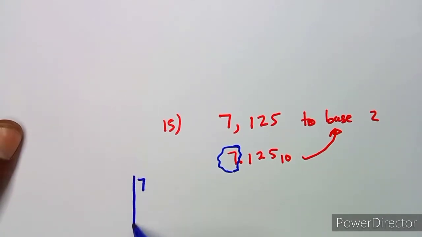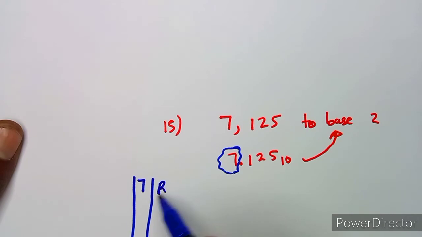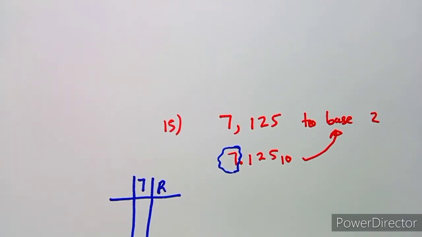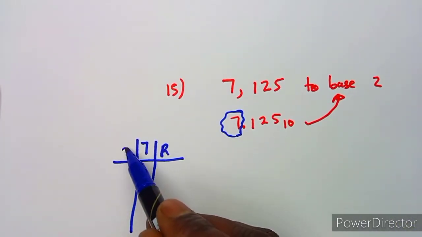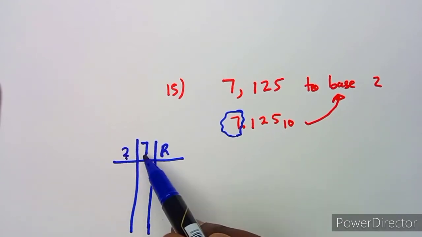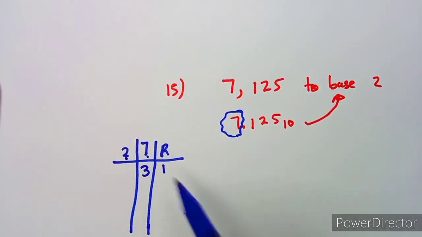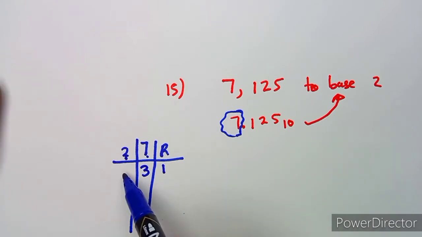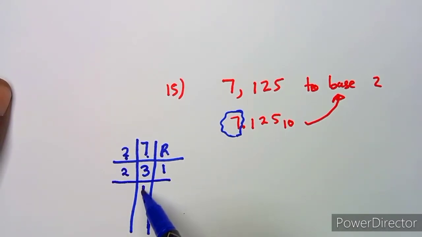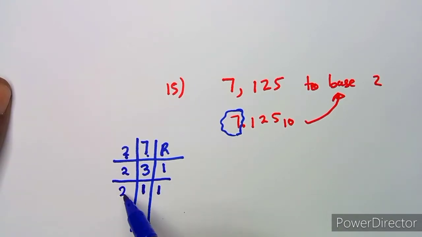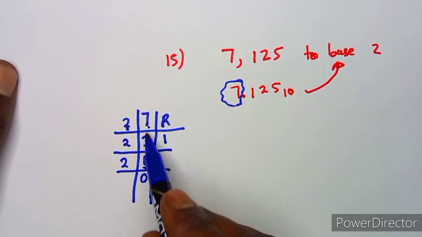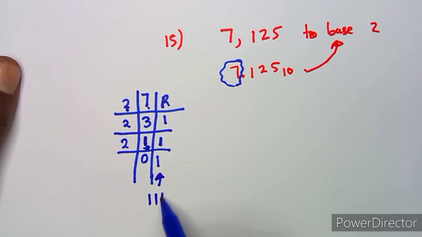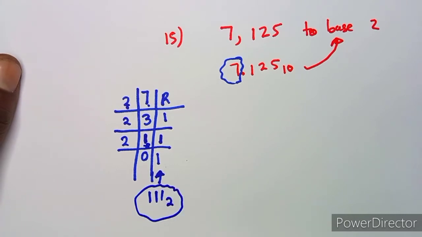Okay, we know that to convert to base 2, all you need is to divide by the base, noting the remainders throughout. So let us divide and see the remainders. We are dividing by 2. 7 divided by 2, or 2 into 7, that is 3, remainder 1. 2 into 3, that is 1, remainder 1. 2 into 1, that is 0, and remainder 1. So this means in base 2, this 7 is going to give us 111 base 2. That is this part only.